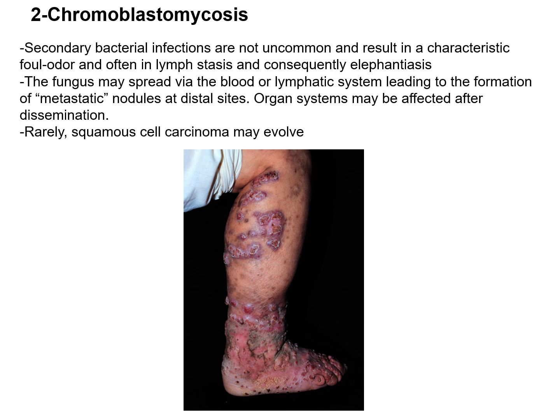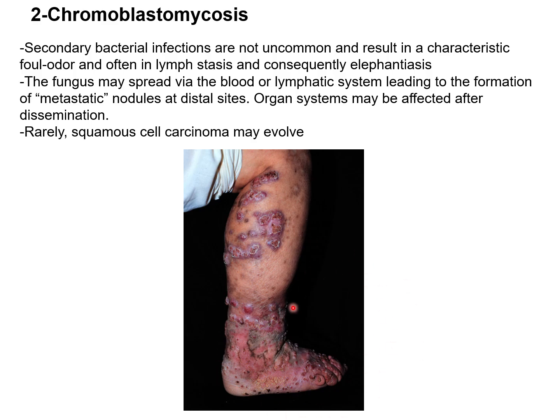The lesions of chromoblastomycosis might be complicated by secondary bacterial infection, and so what you would have is a very bad smell that results because of this, and it often results in lymph stasis, which you're seeing here. So we have elephantiasis because of this.